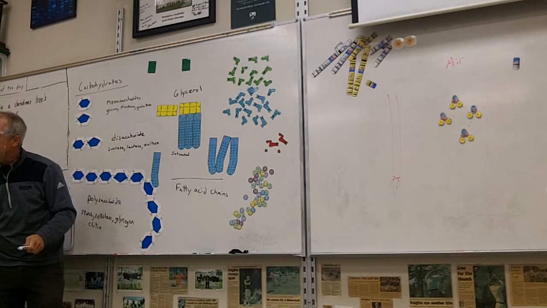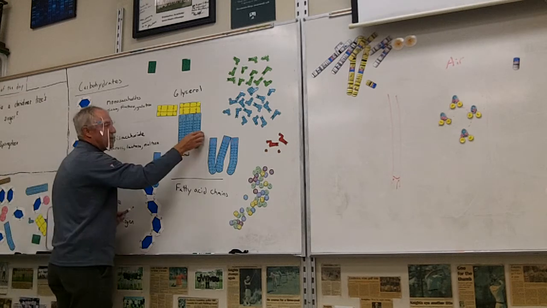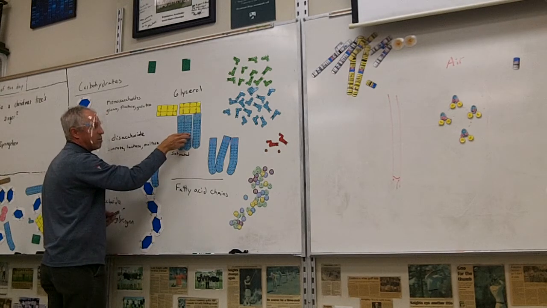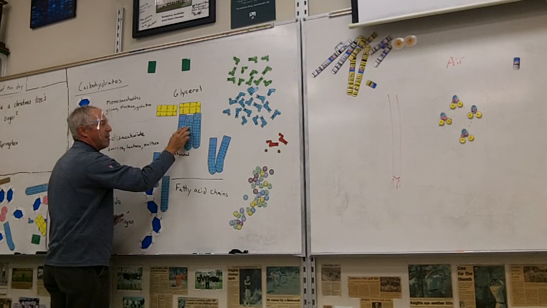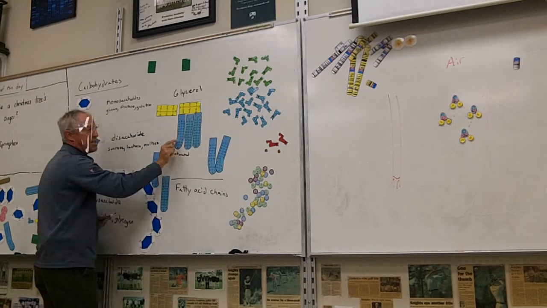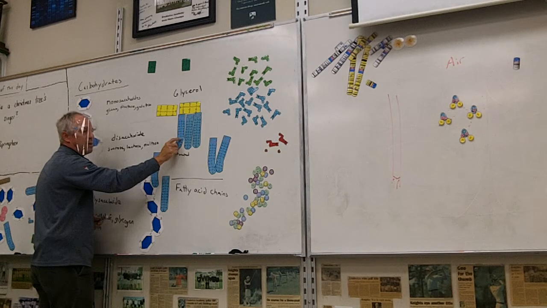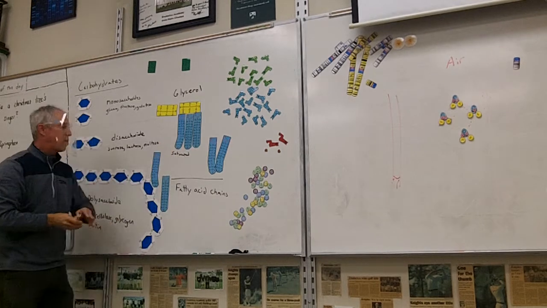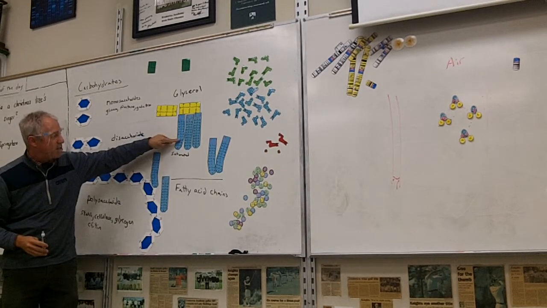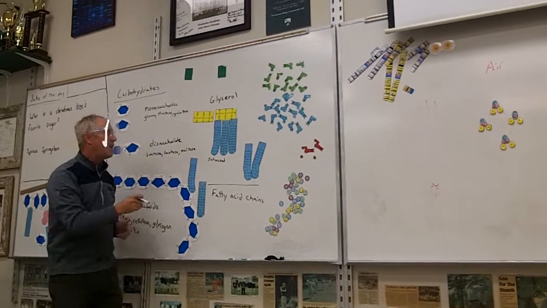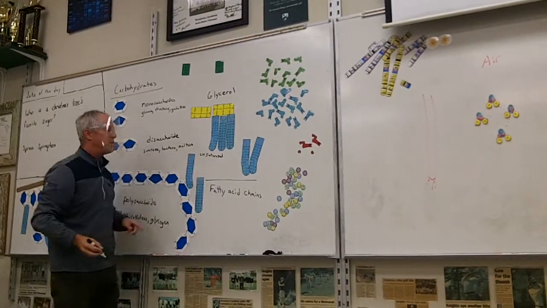So if you throw in a bent side chain, that's an unsaturated fat. And it's because there's a double bond in the structure. That double bond can't have as many hydrogens, so we say it's not saturated with hydrogens. There's some hydrogens missing because of the double bond. So it's an unsaturated fat.